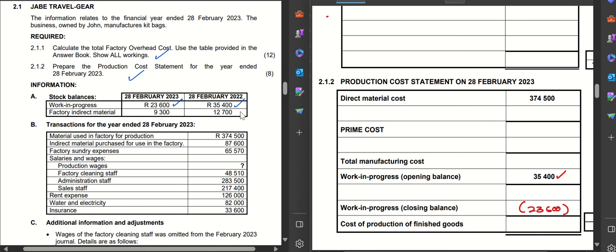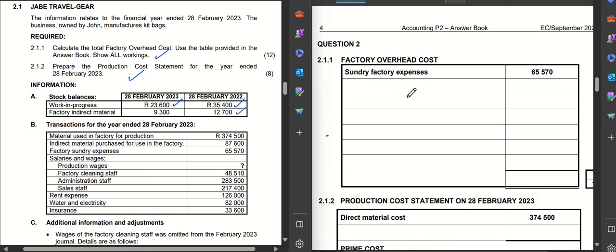And then I'm given factory indirect material. So that comes to my factory overhead cost. So I'm going to come here and I'm going to say my indirect materials. And then I open my bracket. My opening stock is 12,700, and then my closing stock is 9.3. I'm going to come back to it, that one there.